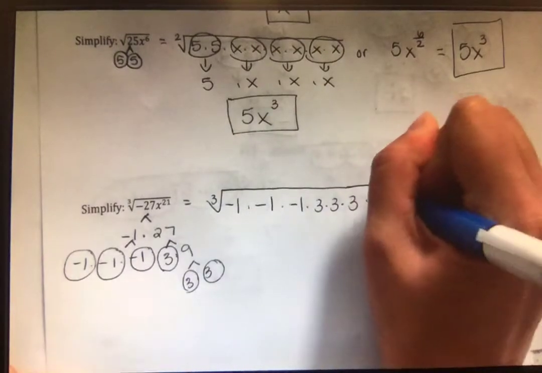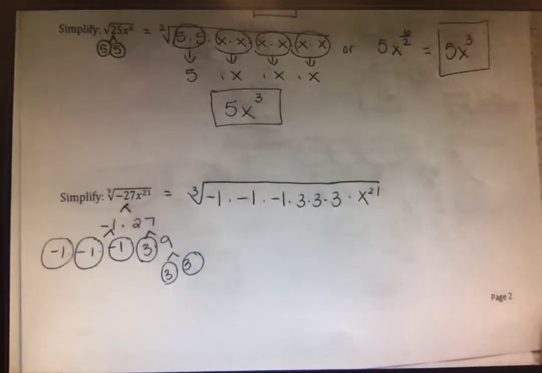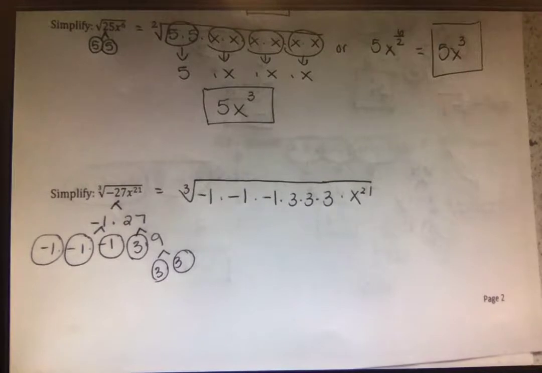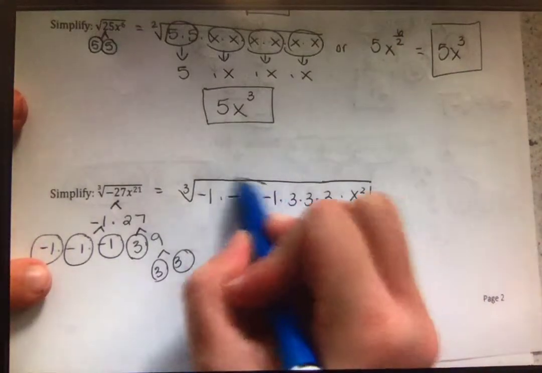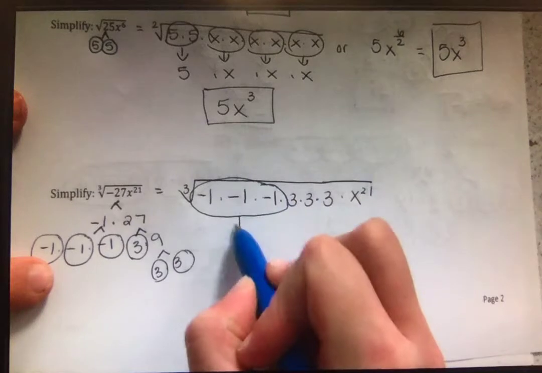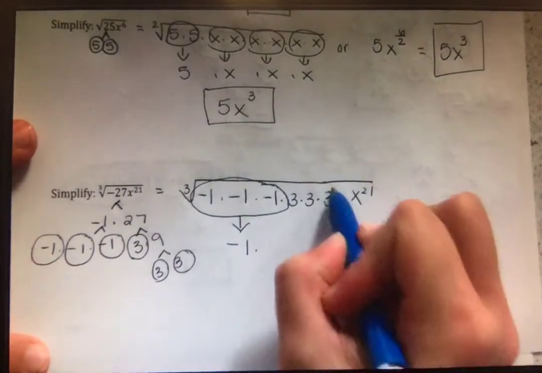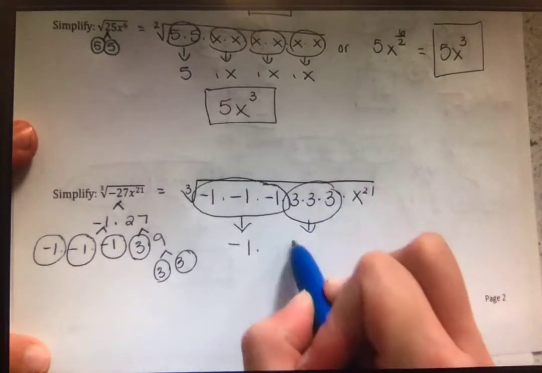So we have x to the 21st power. If you want to write out 21 x's and then circle 3 of a kind, go for it. But I'm going to use my shortcut on this one instead of writing out 21 x's. So we're taking out groups of 3. This is the cubed root. So these 3 negative 1's are coming out of the radical. These 3 3's are coming out of the radical.